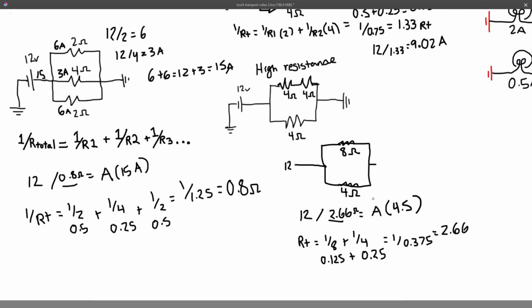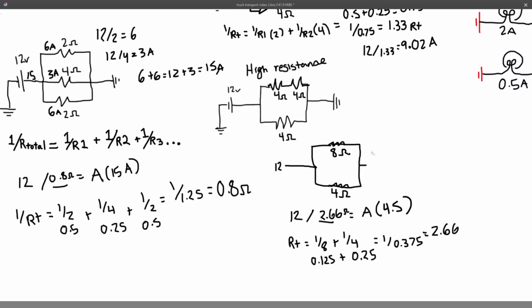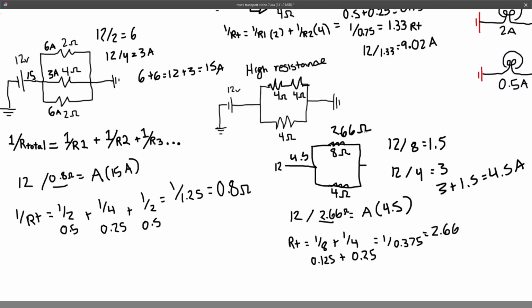Now, just to double check, we would take 12 divided by 8 is equal to 1.5, and we would have 12 divided by 4 is equal to 3. Adding 3 plus 1.5 will give us 4.5 amps. That is our total amperage, and our total resistance was 2.66 ohms.